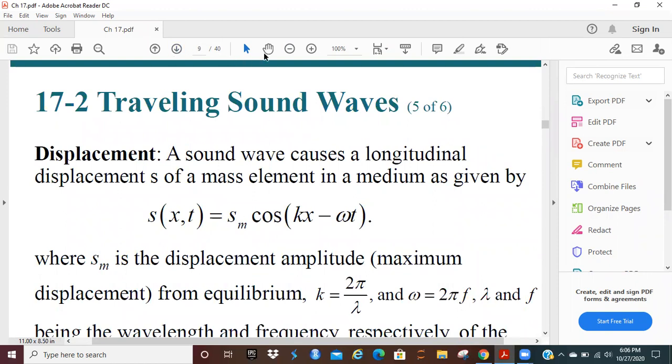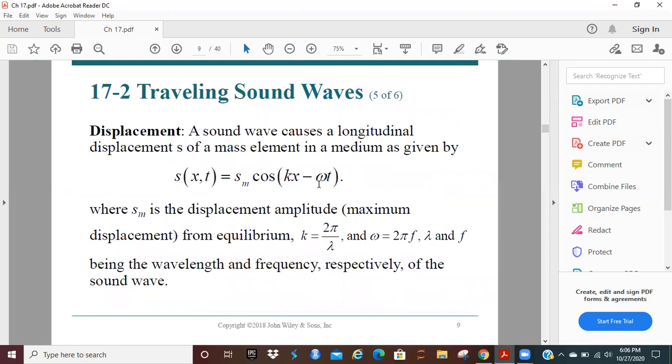So, for displacement, a sound wave causes a longitudinal displacement s of mass element m in a medium, and is given very much like the formula that we've seen up to this point for simple harmonic motion. So s_m is going to be the displacement amplitude. In other words, this is the farthest it could go, but depending on the time and other characteristics of the wave and where we are, it's going to be either at the maximum or perhaps some other place that is less than that.